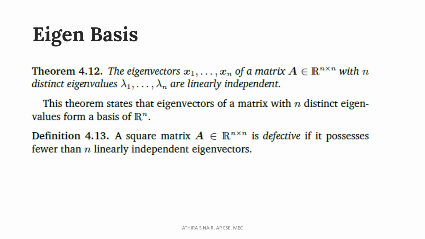Now we will see what eigenbasis is. This theorem states that eigenvectors of a matrix with n distinct eigenvalues form a basis of R^n. That is, the eigenvectors x1, etc., xn of a matrix A with n distinct eigenvalues lambda_1, lambda_2, etc., lambda_n are linearly independent. And a square matrix A is said to be defective if it possesses fewer than n linearly independent eigenvectors.